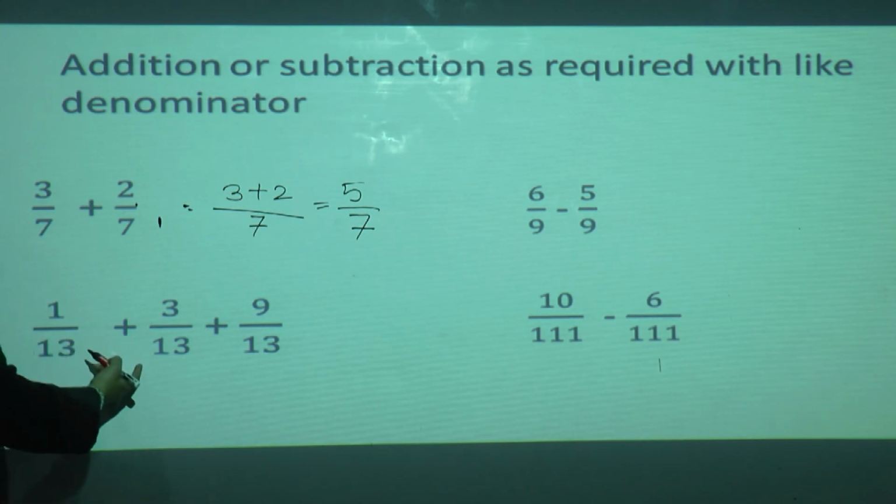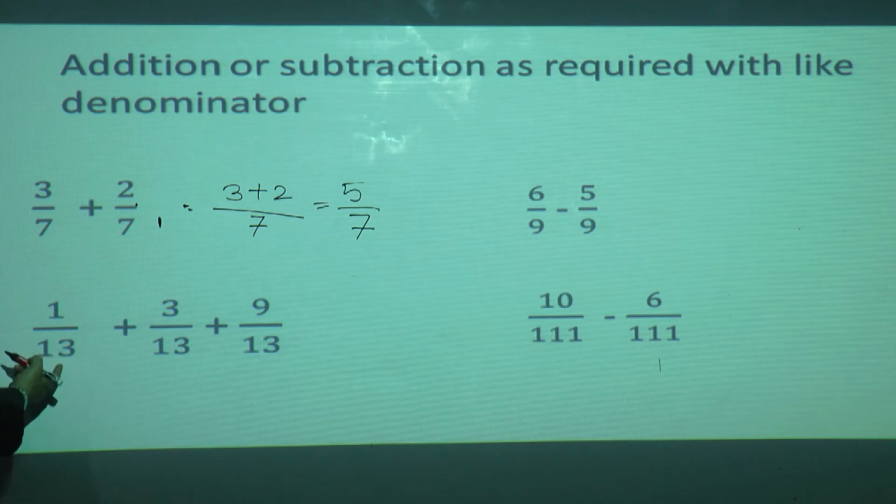We will do one more example of addition. Here we have only 2 fractions for addition.